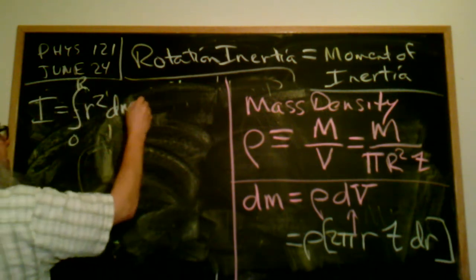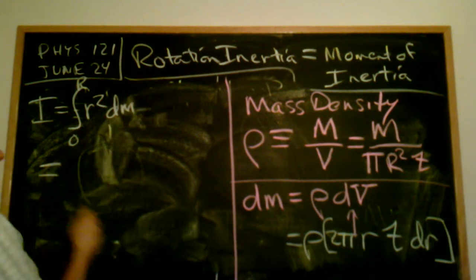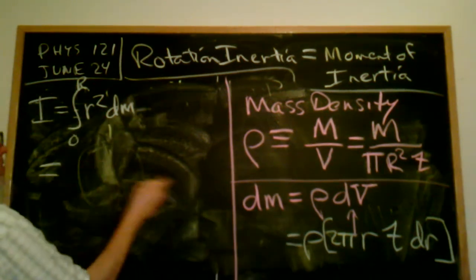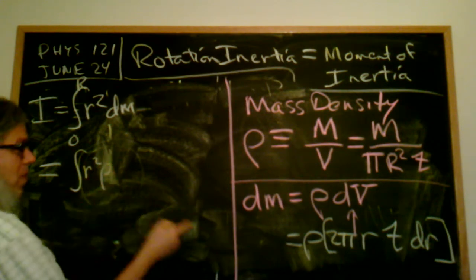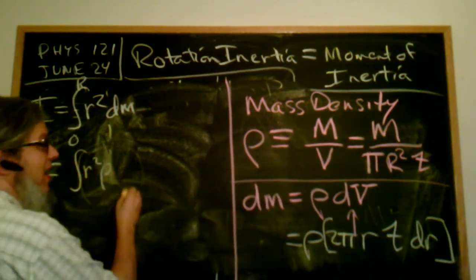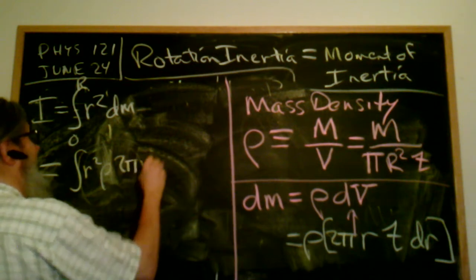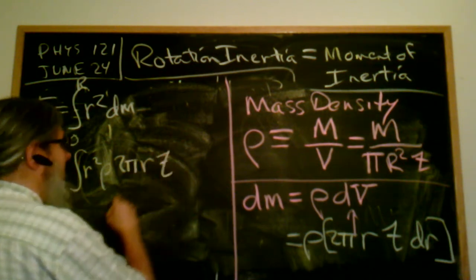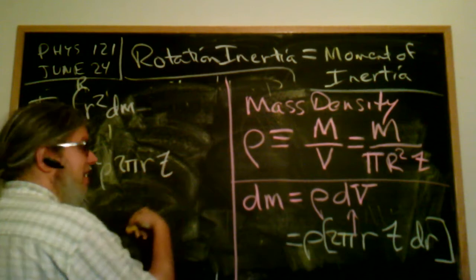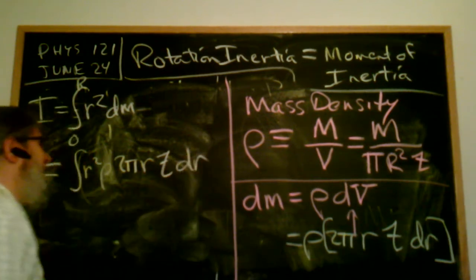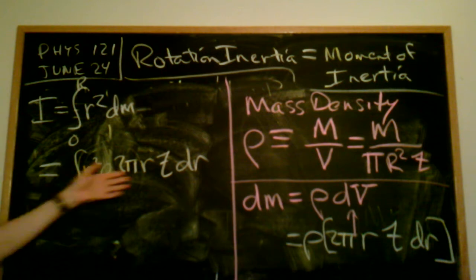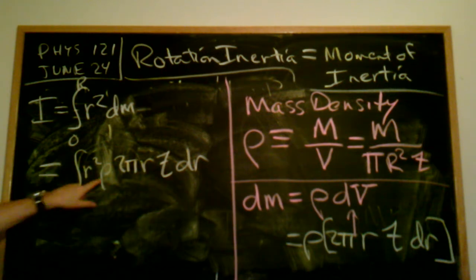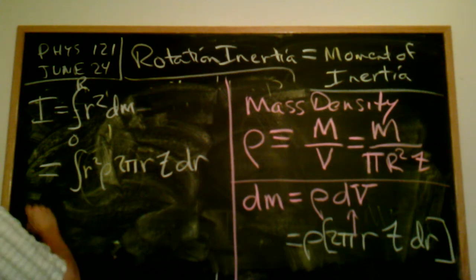And again, this is now equal to, we'll use this expression here, the integral of r squared times rho, which we have an expression for here, times 2 pi r times the thickness, t, times dr. Okay, so it's a little bit of a mess, but the happy news is we can bring some things out. Almost everything here is a constant, except for the r's.